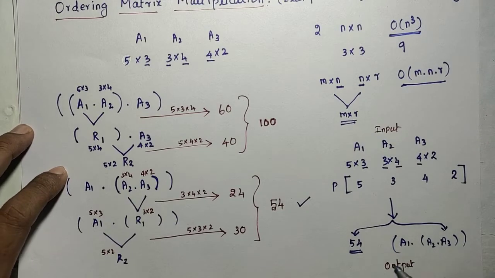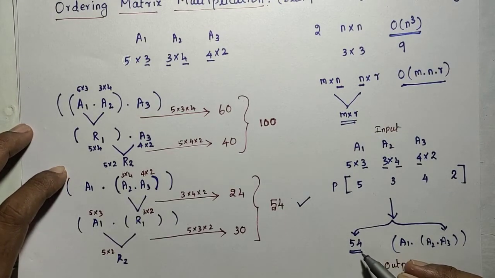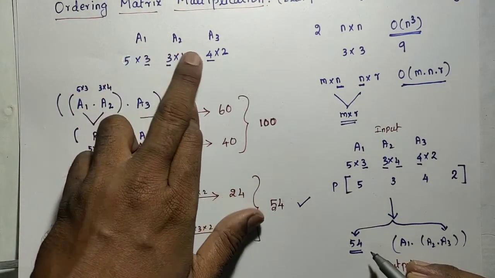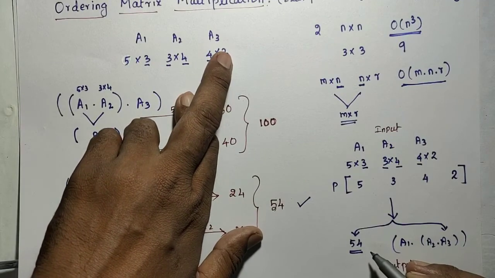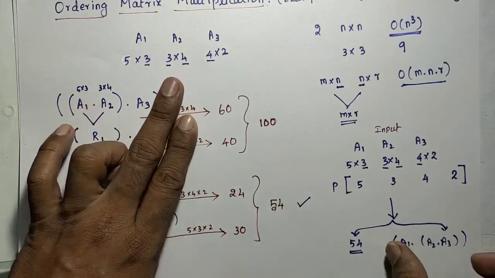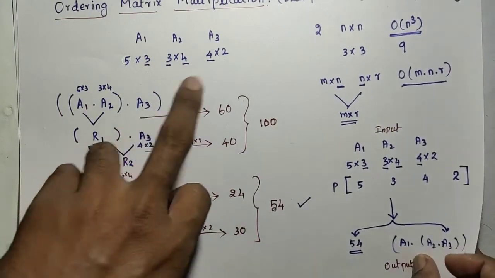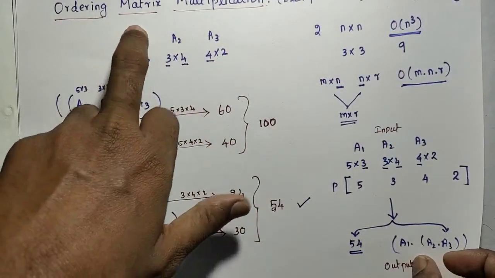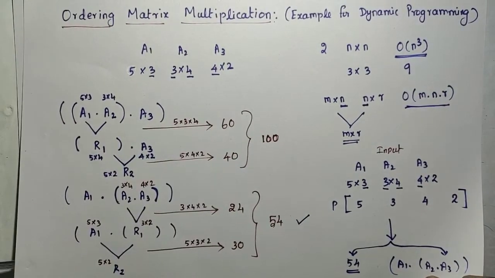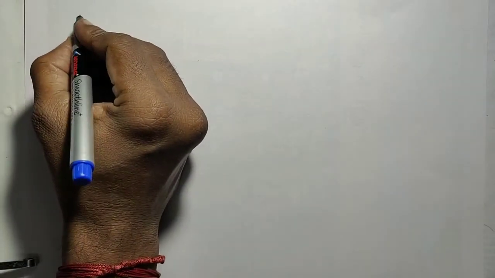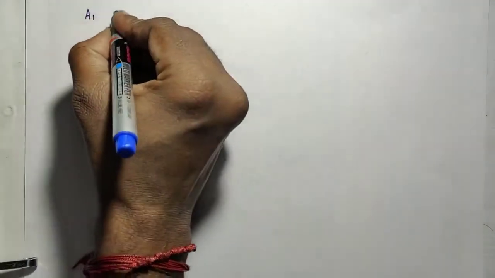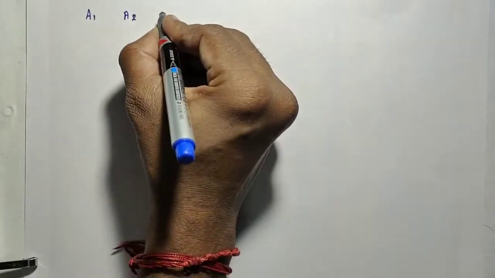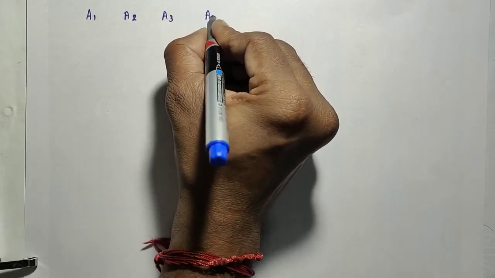So the primary result is the minimum number of multiplications needed for multiplying a chain of matrices with different dimensions. Now we will enter into the algorithm, the dynamic programming approach for ordering matrix multiplication. So consider 4 matrices: A1, A2, A3 and A4.